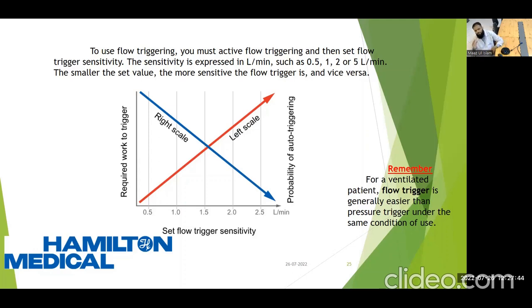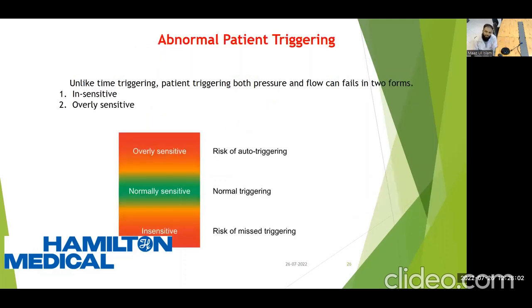When we start a ventilator, by default the flow trigger is set. If an end user wants to put their patient on pressure trigger, they will set the pressure trigger manually. So, to end the topic of trigger, we have some abnormal patient triggering. Number one is insensitive, meaning the ventilator does not sense the patient side, either flow or pressure. And number two is overly sensitive.